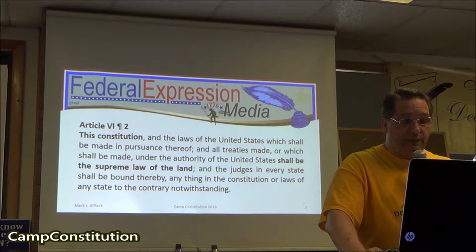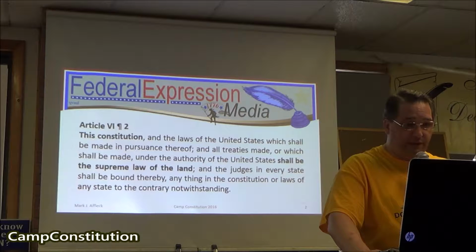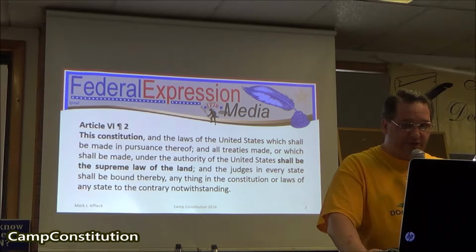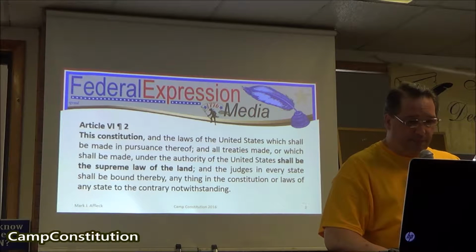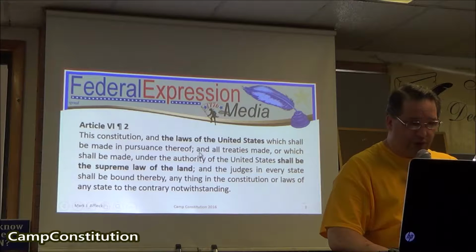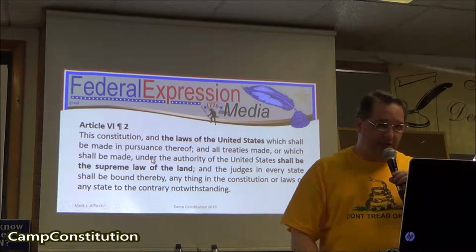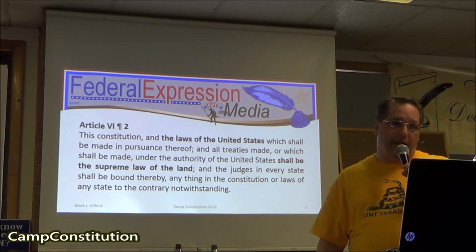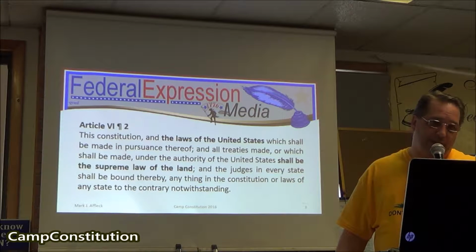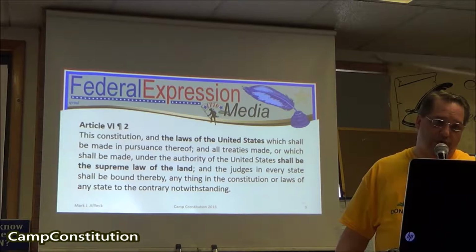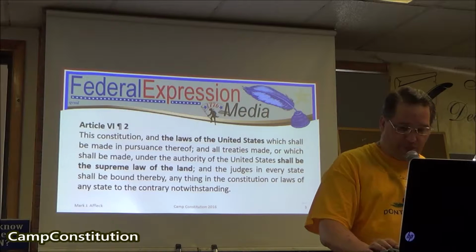In Article 6, Section 2, we're going to find this: This Constitution and the laws of the United States which shall be made in pursuance thereof, and all treaties made or which shall be made under the authority of the United States shall be the supreme law of the land, and the judges in every state shall be bound thereby, anything in the Constitution or laws of any state to the contrary notwithstanding.